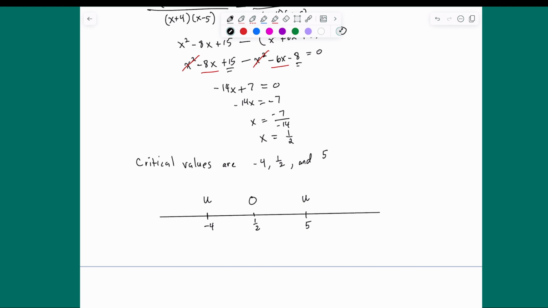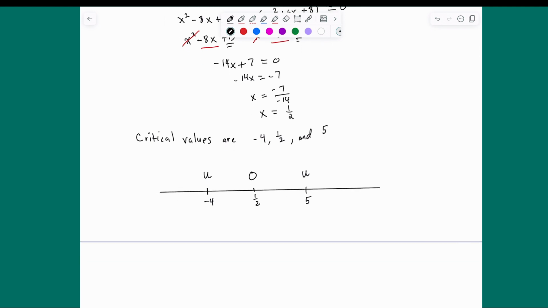In other words, the rational function will be undefined there. And so in the interval from negative infinity to -4, we want to take a test point and evaluate the rational function at the test point to see if it's positive or negative. Likewise, we need to take a test point between -4 and 1/2, then between 1/2 and 5, and something greater than 5, to determine if it's positive or negative.